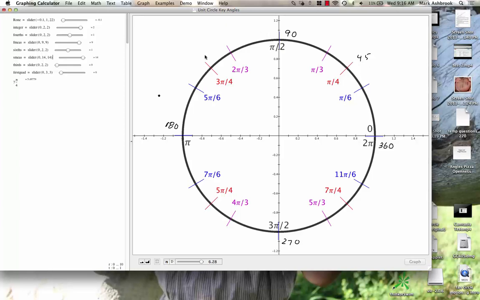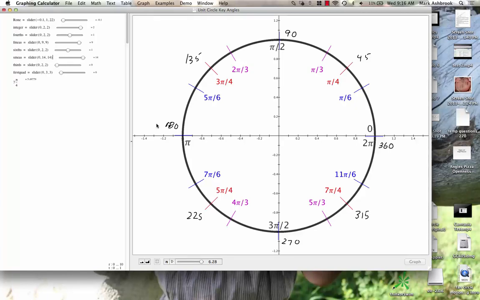Just keep adding 45 as you go around. So this is 135. Plus 45, 180. Plus 45, 225. Plus 45 is 270. Plus 45, 315. Plus 45, 360. So for the pi over 4s, you're just adding 45 degrees, which is the equivalent angle. Just keep adding 45 as you go around.